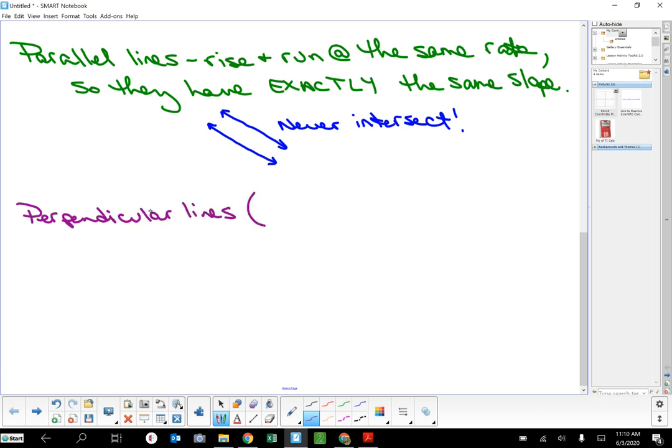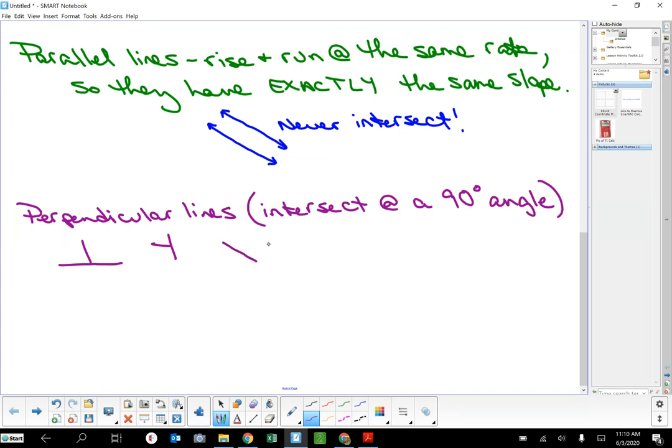That by definition means that they intersect at a 90-degree angle. That does not mean that they sit like that or like that, right? They could sit like this, and there's the 90-degree angle. So they could sit anywhere, but they intersect at a 90-degree angle.